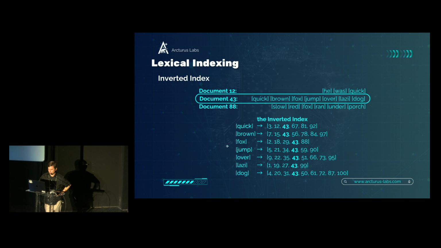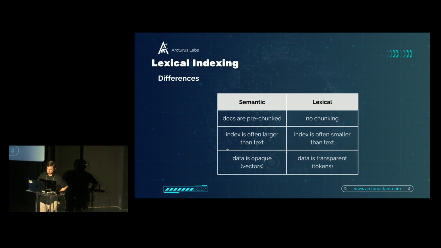It's just a mapping from all the words to all of the documents that contain those words, those tokens. So we started at indexing. We're going to go to querying and result organization. At indexing, we're starting to see the differences that you need to understand between semantic and lexical search.